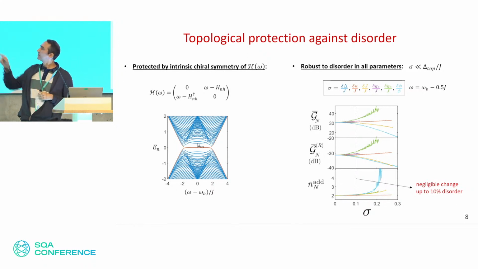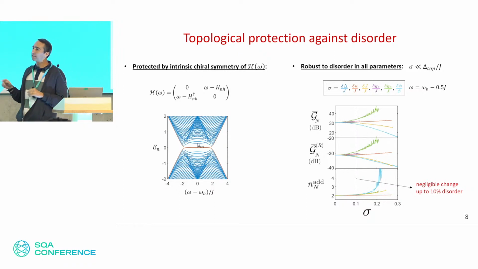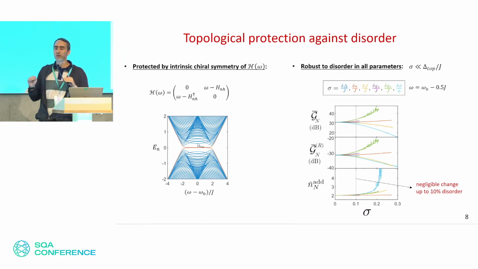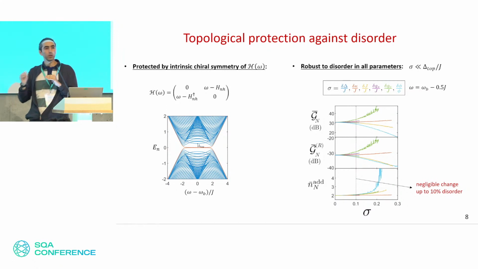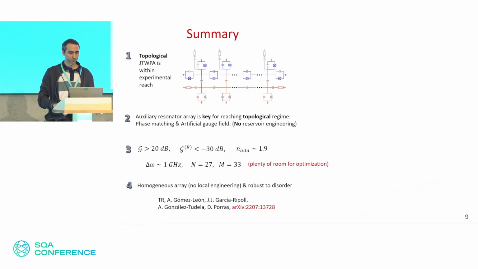But due to this intrinsic chiral symmetry in this Hamiltonian and the gap that we have, the system is robust against disorder in all system parameters, as I show here. Here I show the average gain, reverse gain, and added noise, and I show that for up to at least 10% of disorder in all system parameters, the quantities almost do not change. Okay, so it's very robust against disorder.